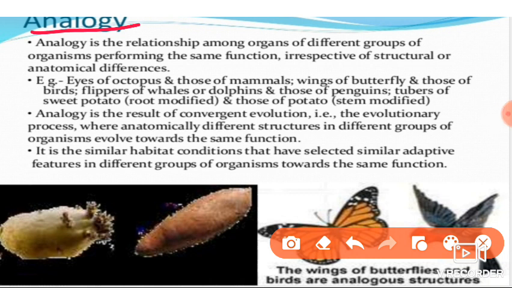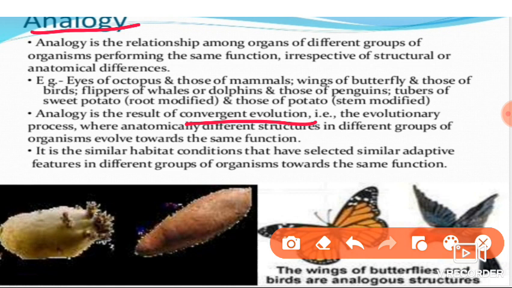These are the opposite of homologous organs. As you studied, in homologous organs the organs are structurally the same, but functionally they differ. Here the structure is totally different, but the function is the same. Structurally they totally differ, but functionally they are the same. Those are the analogous organs, and these analogous organs are an example for convergent evolution.